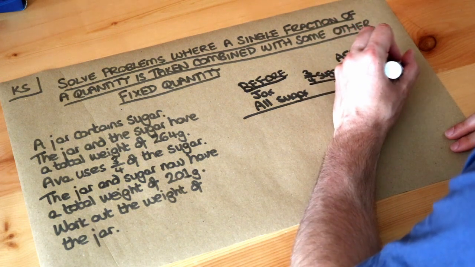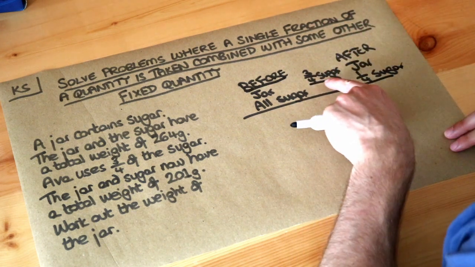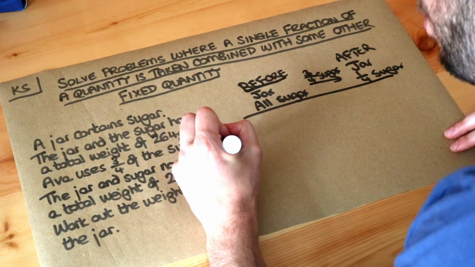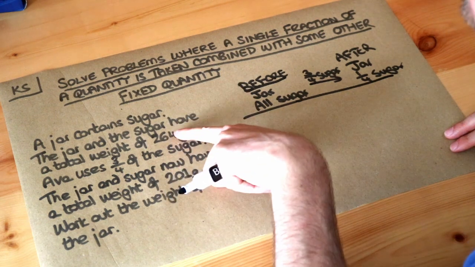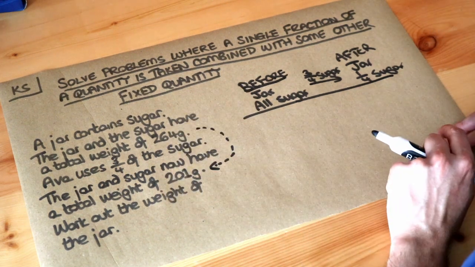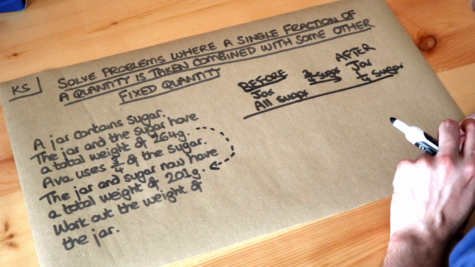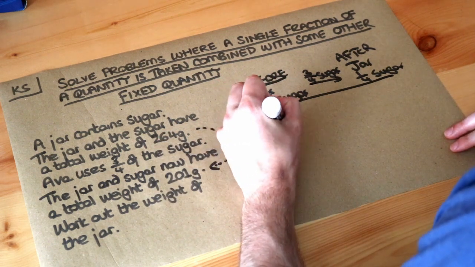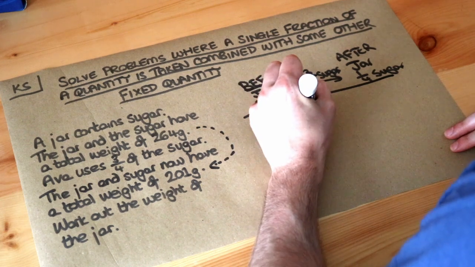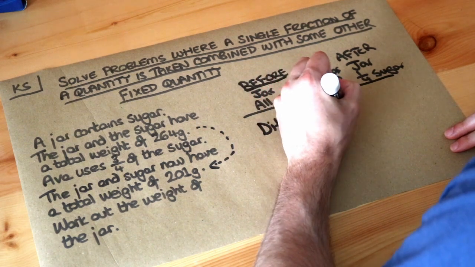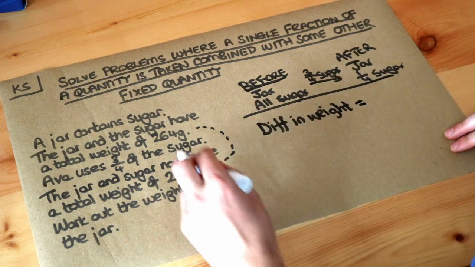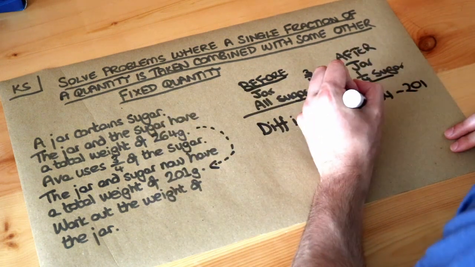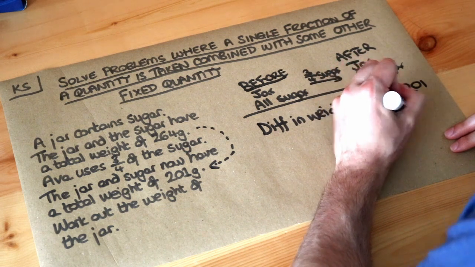I didn't really need to write what we have after, but the key here is that we used up 3/4 of the sugar, and we can see how the weight has changed. The weight has reduced by 63 grams. If we do the calculation to subtract it, the difference in weight, diff for short, is equal to 264 grams minus 201 grams, which is 63 grams.